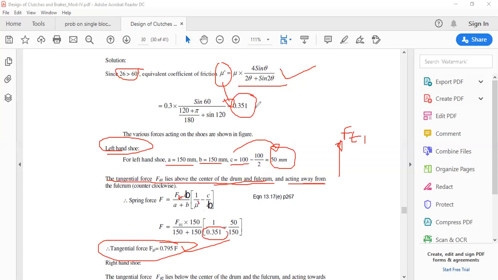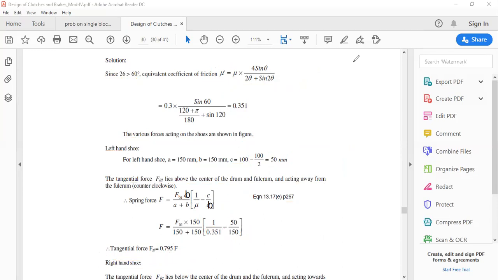So this mu dash is to be used here in the equation. And c is equal to 50 and b is equal to 150. All those values are substituted, and this is available in equation number 13.17e for counterclockwise rotation, as it is to be considered for that particular case.